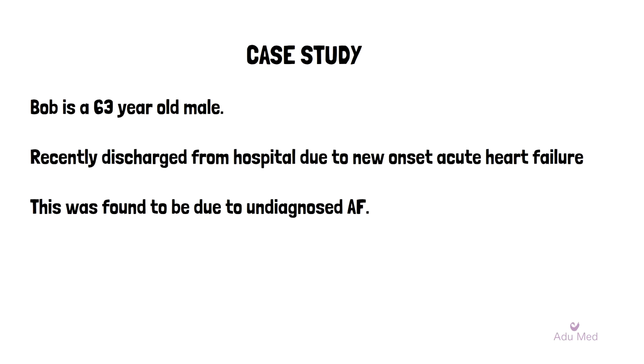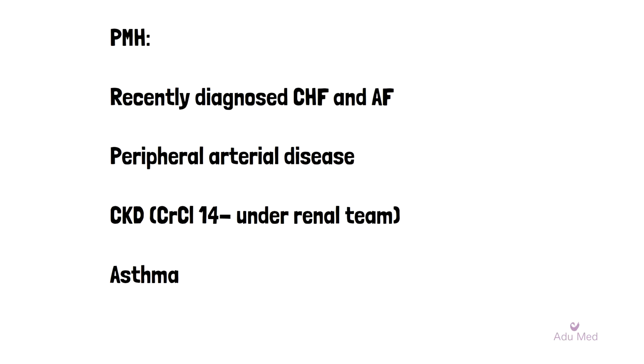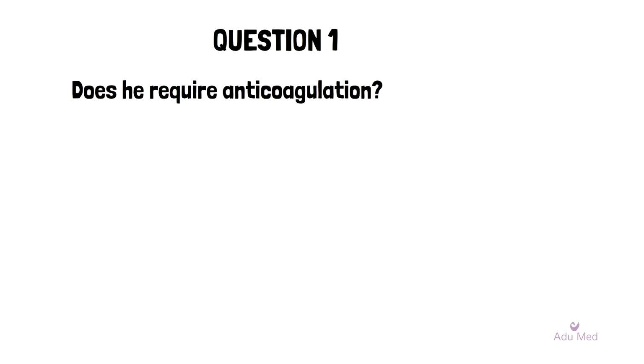Bob is a 63-year-old male. He was recently discharged from hospital requiring treatment for new onset acute heart failure. This was found to be due to undiagnosed AF. In addition to his newly diagnosed heart failure and AF, he also has a past medical history of peripheral arterial disease, CKD with a creatinine clearance of 14, and asthma. So, our first question is, does he qualify for anticoagulation?